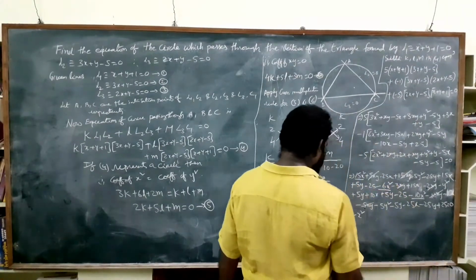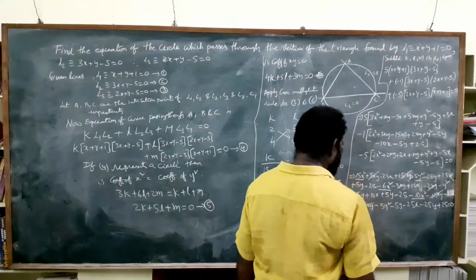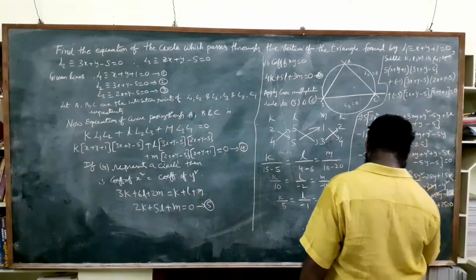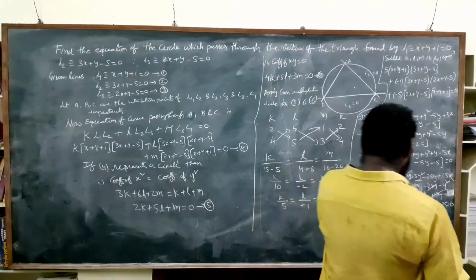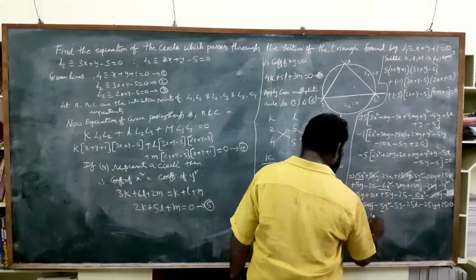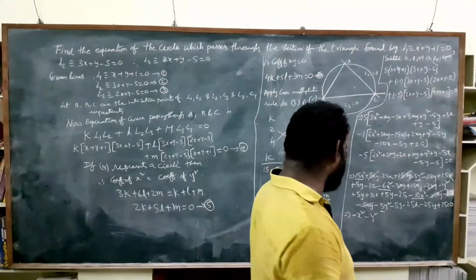Next, y square terms. This is 5y square, and this is minus y square, this is minus y square. 5y square minus 6y square. So it is also minus y square. Now we go for x terms.